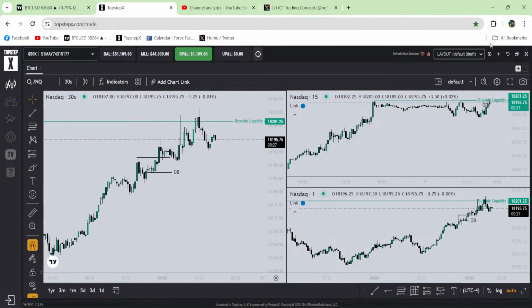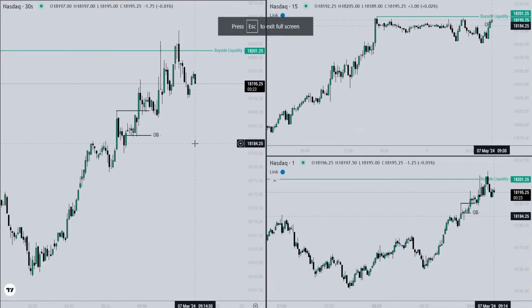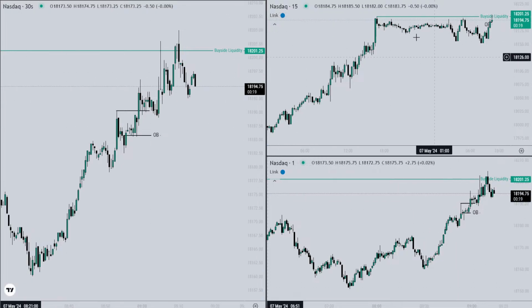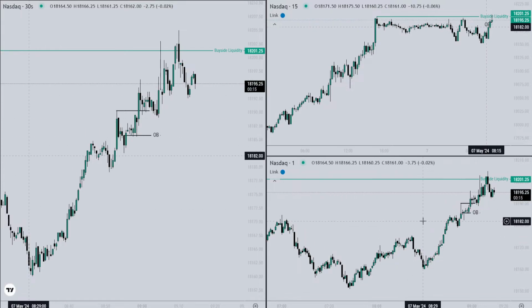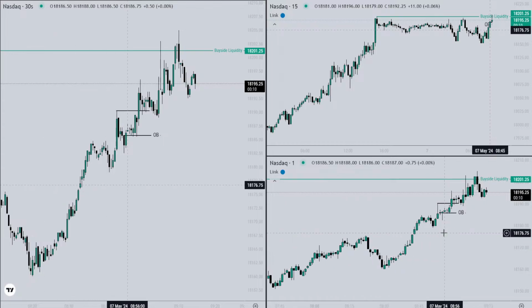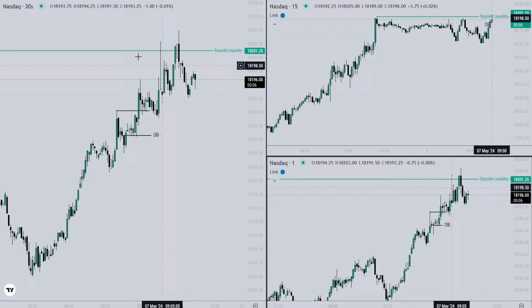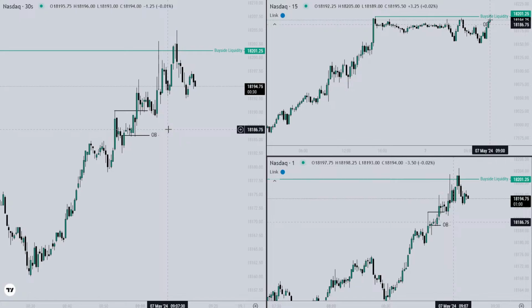Okay, now I'm here with TopstepX. On my left this is the 30-second chart, on my right top this is the 15-minute chart, and on my right in the bottom that is the 1-minute chart. As I told you, when I found this 30-second chart, every second, every minute I'm finding some kind of setup.